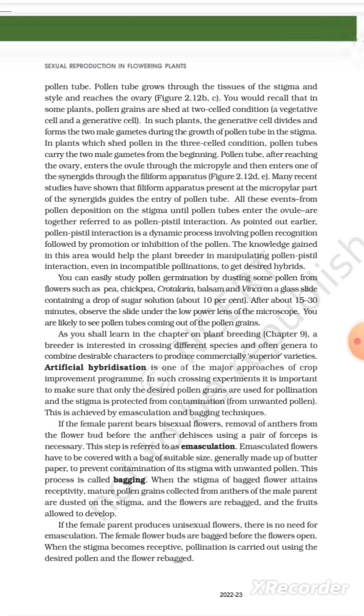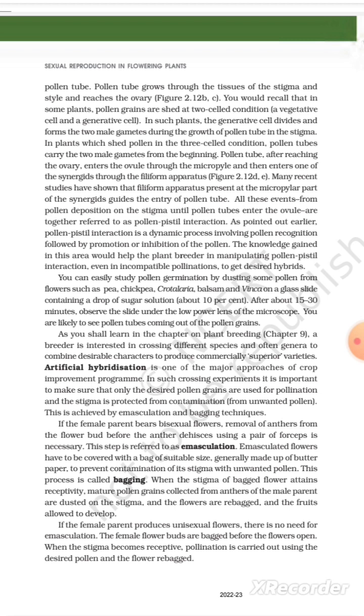You can easily study pollen germination by placing some pollen from flowers such as pea, chickpea, Crotalaria, balsam, and Vinca on a glass slide containing a drop of sugar solution, about 10 percent. After about 15 to 30 minutes, observe the slide under the low power lens of the microscope. You are likely to see pollen tubes coming out of the pollen grains.